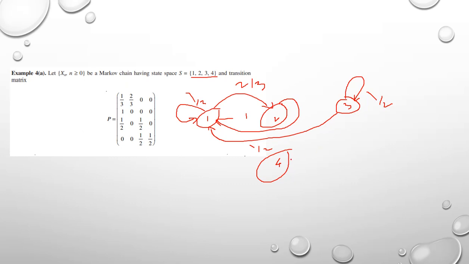4 to 4 is 1 by 2. 4 to 3 is 1 by 2. So this is a reducible chain. By seeing the graph, we say that it is reducible. Now we can calculate persistent and recurrent or transient states.